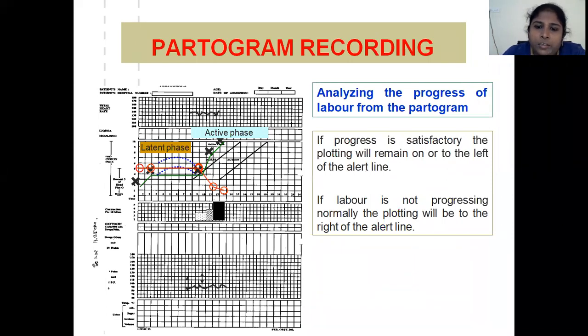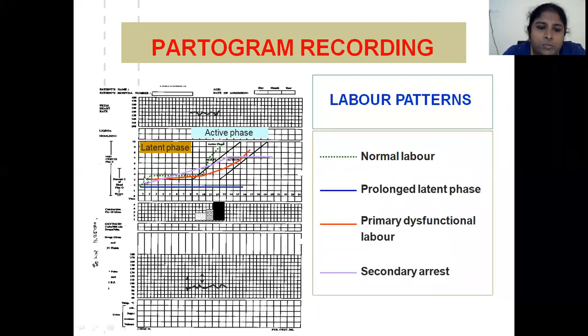If progress is satisfactory, the plot is as I have already told you. Now just a few patterns. This green dotted line is the normal labor. As you can see, all the descent and dilatation are on the left of the alert line. This is the alert line. Prolonged latent phase has crossed the action line. Primary dysfunctional labor is in between the alert and action lines. Secondary arrest is this purple color.